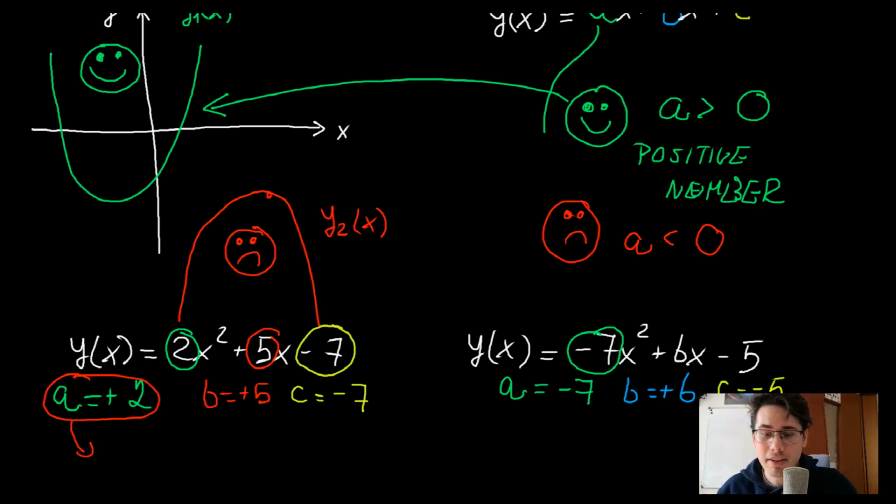This is, and I used the red color, I should have used the green color. A is larger than 0, so it's a happy face. It's a happy face. So positive.